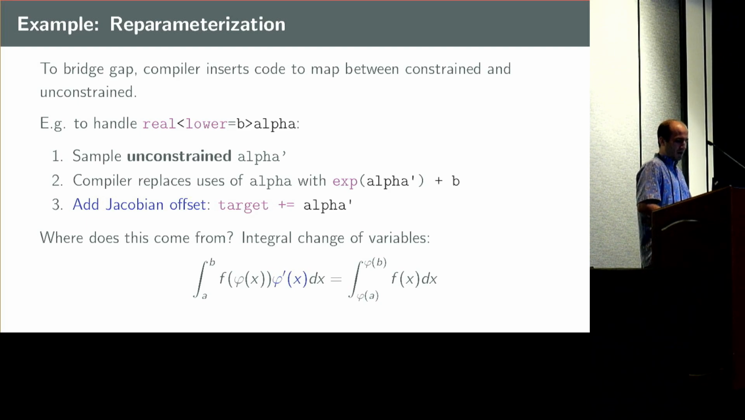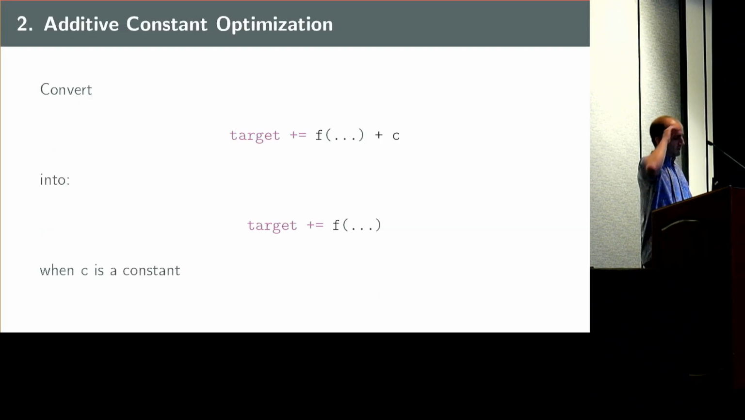Another transformation is called additive constant optimization. This is a generalization of a transformation that the reference Stan compiler does. The idea is we look for any statements in the model block that are of the form target plus equals some function plus some extra constant c. And this optimization drops the addition of that constant c. So we just replace it with target plus equals f.